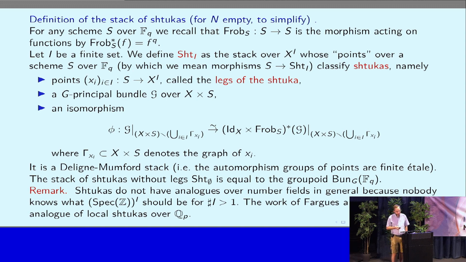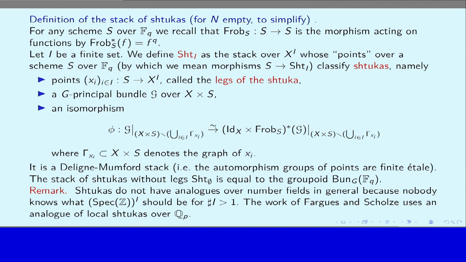So this stack of Shtukas is a Deligne-Mumford stack. The automorphism groups are finite groups. And the stack of Shtukas without legs is exactly equal to Bun_G over F_q. And there is no analog of Shtukas over number fields, because nobody knows how to replace X to the I. And the work of Fargues and Scholze uses an analog of local Shtukas over Q_p.